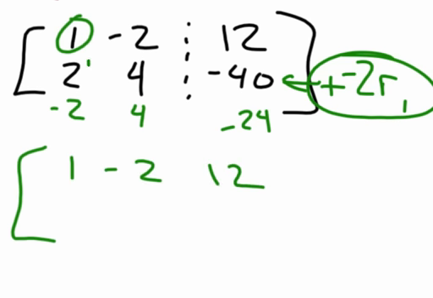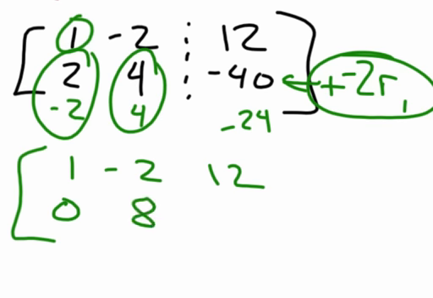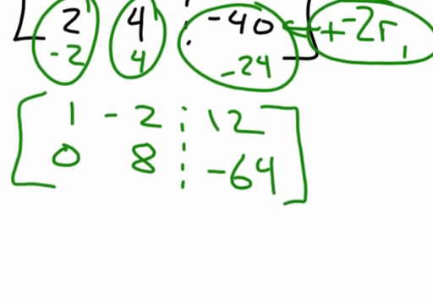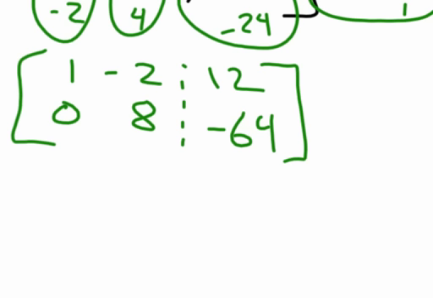So 1, negative 2, 12 stay the same. Then 2 plus negative 2 is 0. 4 plus 4 is 8. And negative 40 plus negative 24 is negative 64. Bring my dash down. Just working the U. I got the 1, I got the 0. Now turn that 8 into a 1.